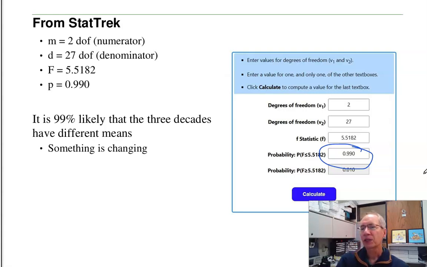Again, the F-score, F-test, doesn't tell you which direction it is. It just says the means are different. So something is changing. It was pretty consistent back in the 50s, 60s, and 70s. More recently, it has changed. That's an F-test.